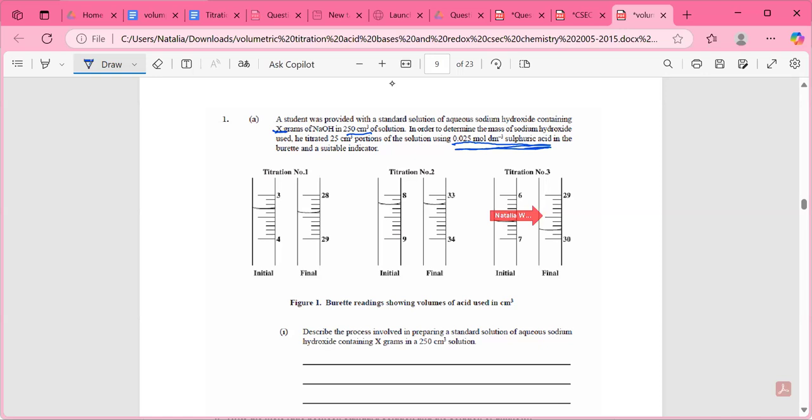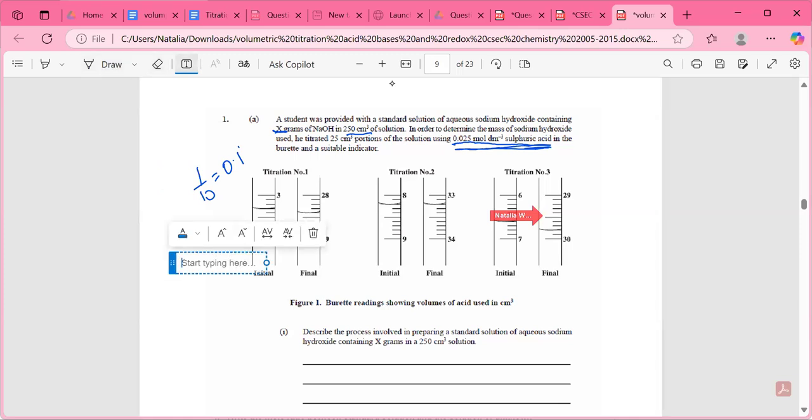So here are my burette readings. Again, I'm going down by 1. It's increasing from top to bottom, moving by 1. Count the spaces. The first one is 0, 1, 2, 3, 4, 5, 6, 7, 8, 9, 10. So 1 divided by 10 is equal to 0.1. So I'm going to be going down by 0.1.